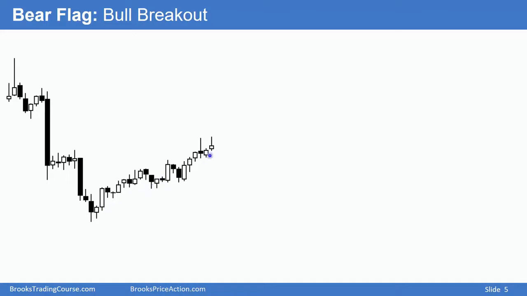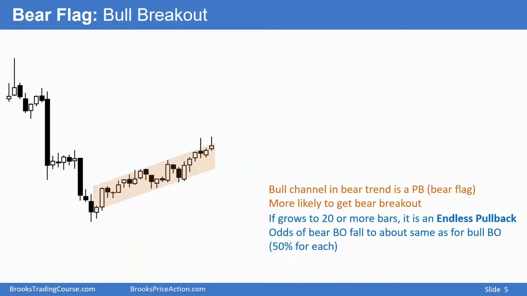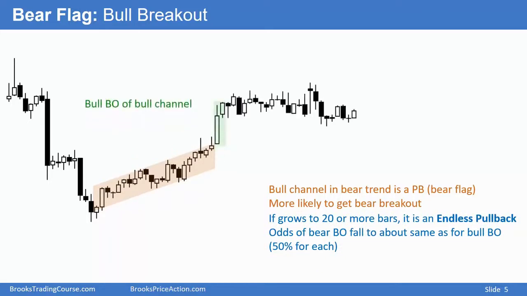Once the pullback has 20 or more bars in a very tight channel like this, there's a 50-50 chance you're going to get a bull breakout of the bear flag. I call it an endless pullback once it hits 20 bars. So you've got to be ready for that bull breakout. And here we have a bull breakout and a follow-through bar. Probably we'll get at least a second leg up.